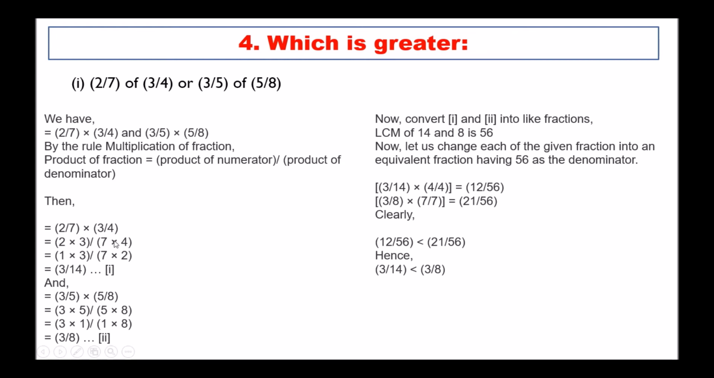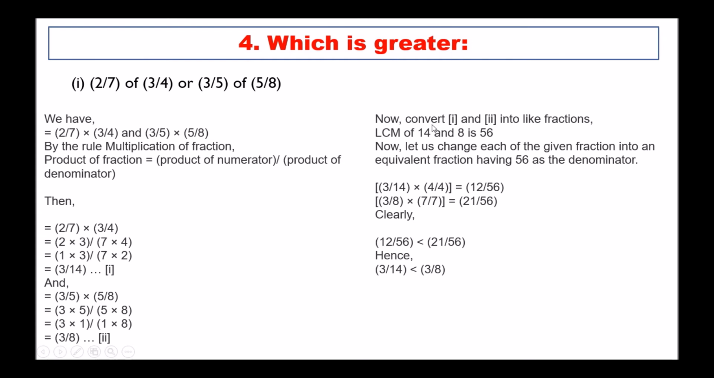We can cut 2 and 4. So it will become 1 into 3 divided by 7 into 2. So 1 into 3 is 3 and 7 into 2 is 14. So this is the first result. Then we have to find 3 upon 5 of 5 upon 8. Same way we will do. First we will multiply the numerators, then the denominators. So 3 into 5 divided by 5 into 8. We can cut 5, so it will become 3 into 1, that is 3, and 1 into 8, that is 8. So 3 upon 8, that is our second result.